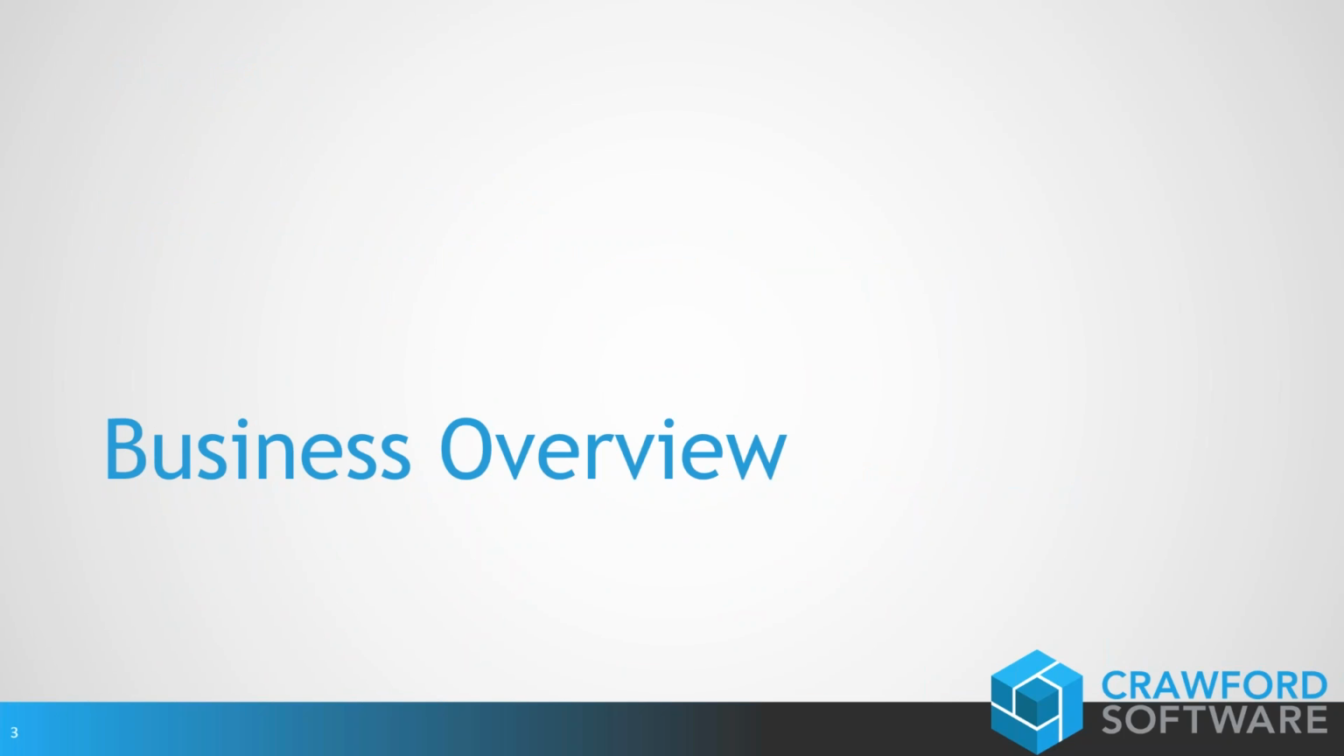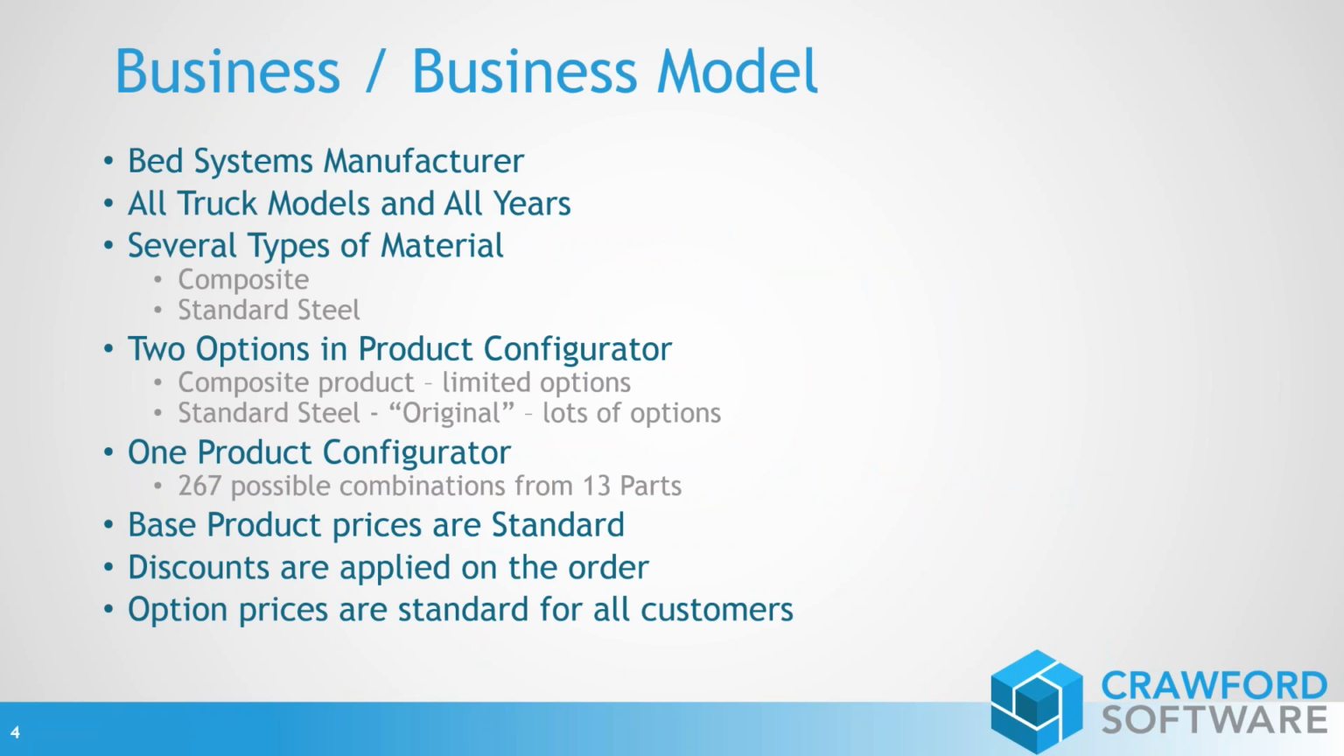The next thing we want to start with is going through the business overview, and this is just understanding the configurator we're working with and what it was intended to do. So the configurator we're working with today is for a bed systems manufacturer, and they're basically putting bed liners in and other accessories, drawers, and everything else. This one is the first process that we went through, and it has just the bed liner installation and a few options for it.